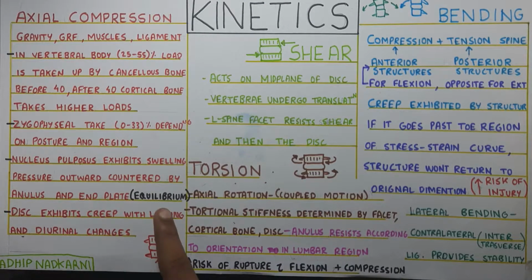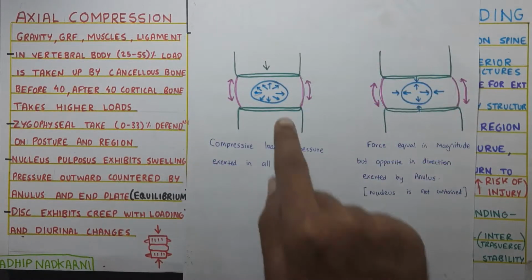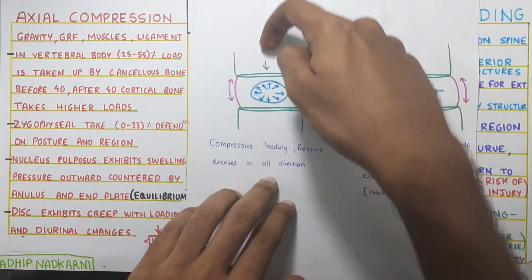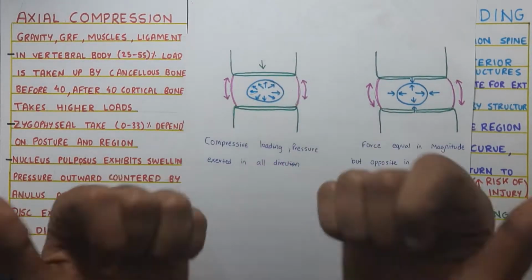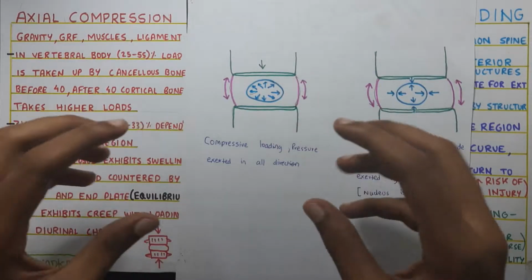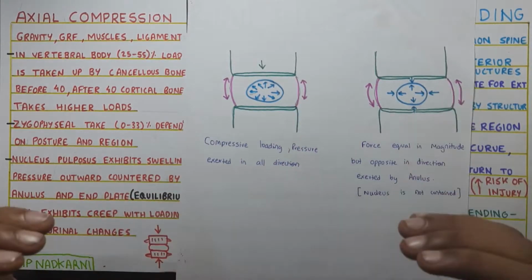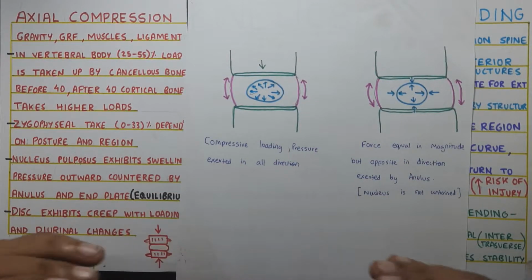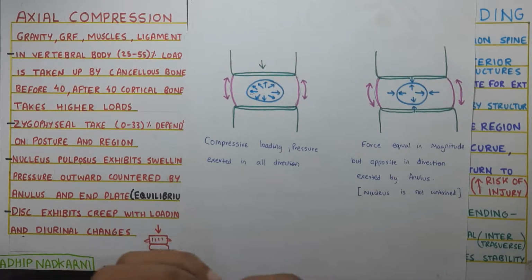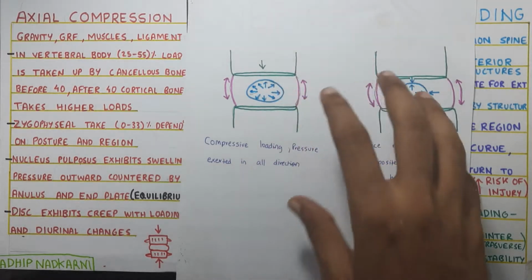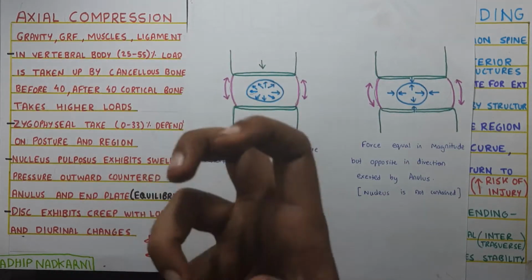I have talked about this in our previous videos too, so let me show you that part again. If you can see here, the compressive force is coming from the top and also from the bottom, and what will happen is the nucleus will generate an outward force towards the annulus, and the annulus will put the same amount of force back at the nucleus, which will create a nice equilibrium which will help the disc to absorb the forces. So this is another mechanism through which the axial compression forces are taken up.